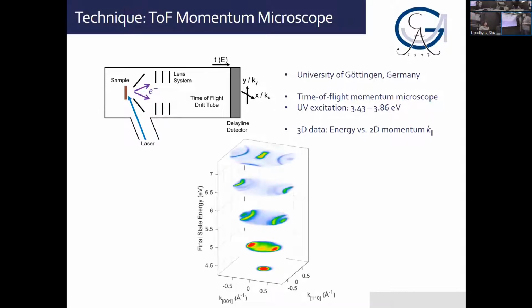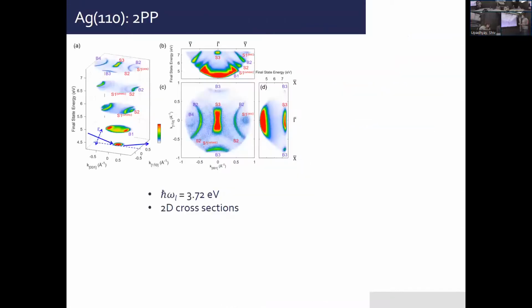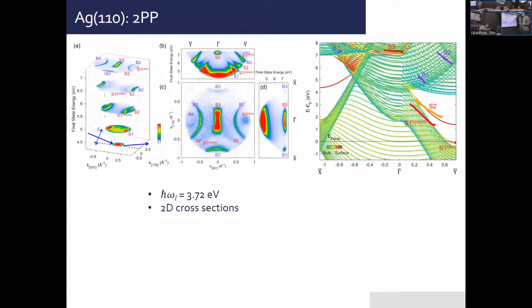So this is the sample data. This is the energy axis, and at each energy slice, we can map out the full two-dimensional momentum range. To analyze this data, we need to cut it into 2D cross sections. For example, this is the two-dimensional momentum cut at the Fermi level, and these two are the energy spectra along the gamma Y and gamma X directions. We can observe very complicated structures.